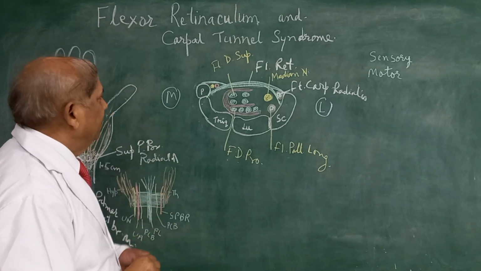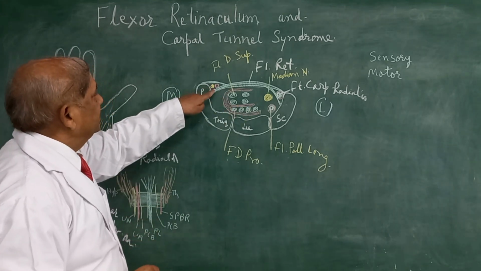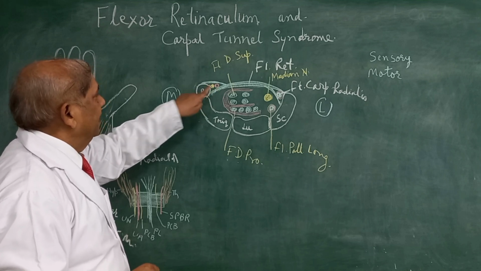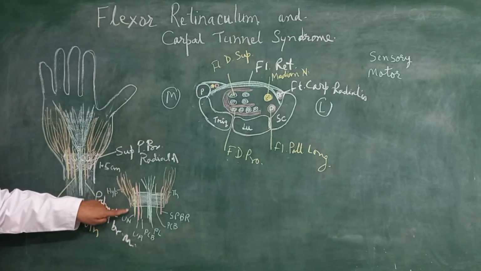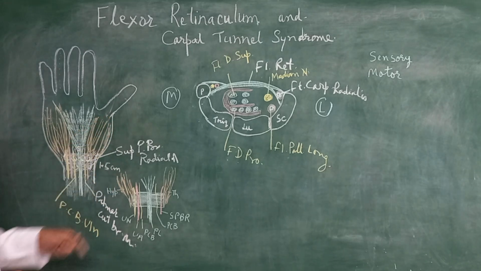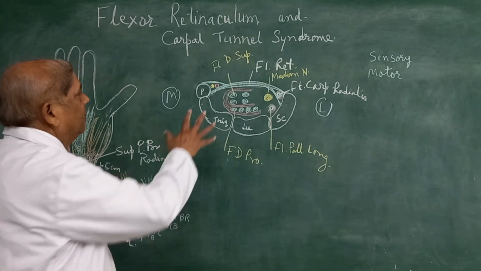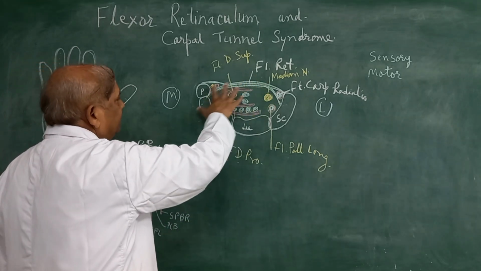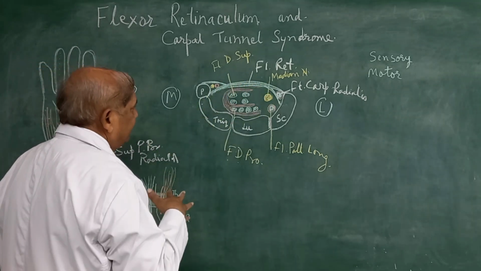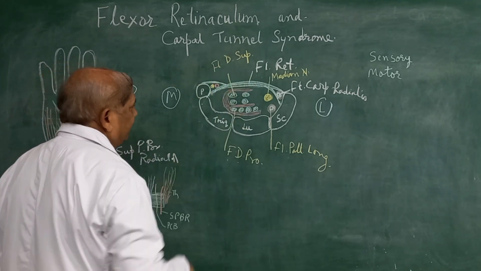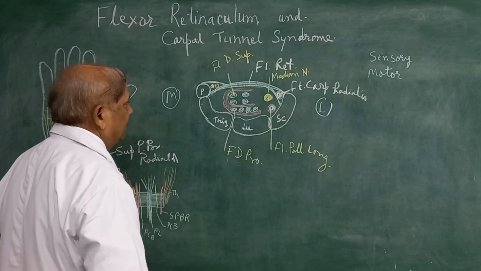Okay, so these are the structures, but in a separate compartment there is the ulnar artery and the ulnar nerve, which we have already seen here, which lies most medially close to the pisiform bone. So this is about the flexor retinaculum, its relationships, its extent, and what lies on the superficial and what lies deep to this flexor retinaculum.